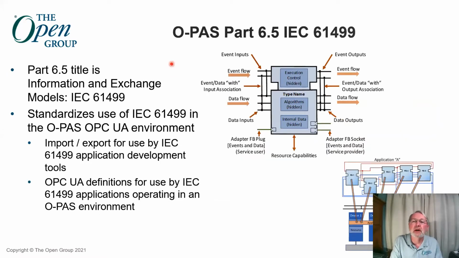IEC 61499 is a relatively new standard, although it's over 10 years old, I think. And this is going out as part 6.4 later this year. Now, 61499 offers, from a technical standpoint, some very interesting capabilities. It's all event-driven, and it enables distribution of control strategies between different processors. And this is a hugely powerful feature.